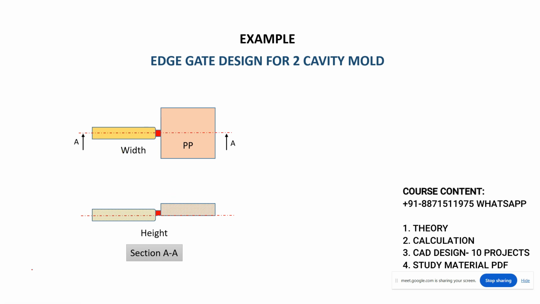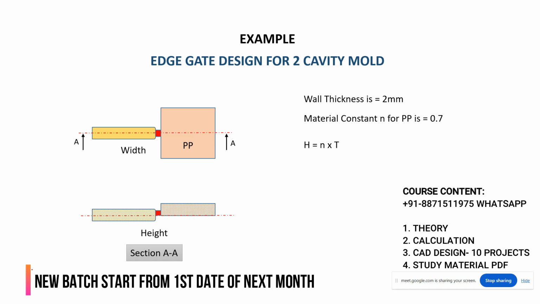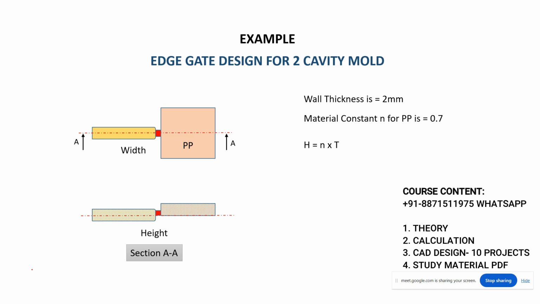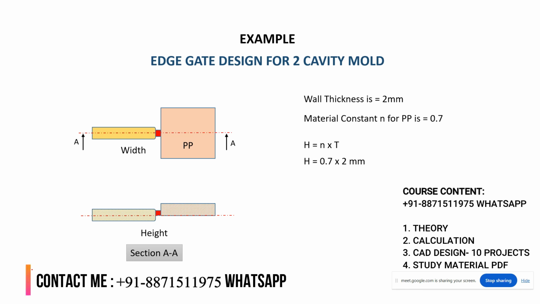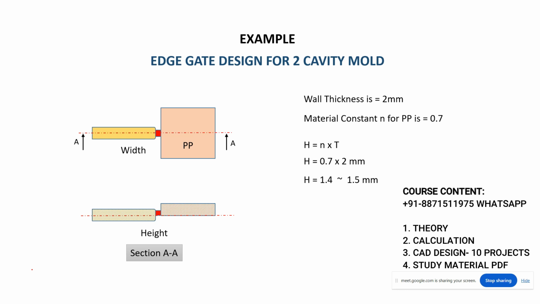Here the wall thickness, for example, is 2 mm. And the material constant n, as we already know for PP material, we have to take 0.7. Now H equals n into t. What is t here? Wall thickness, which is 2 mm. So you will get the H value: 0.7 multiplied by 2 mm gives 1.4 to 1.5. Basically you have to take 1.5.